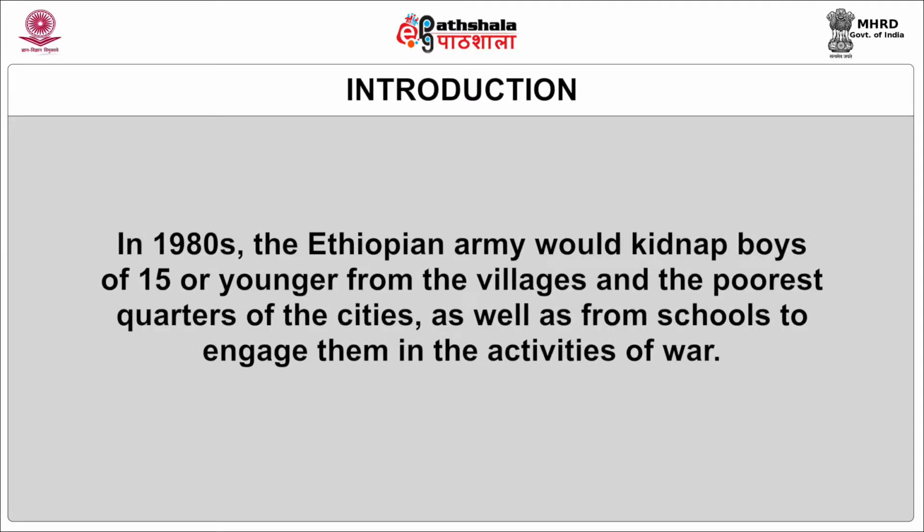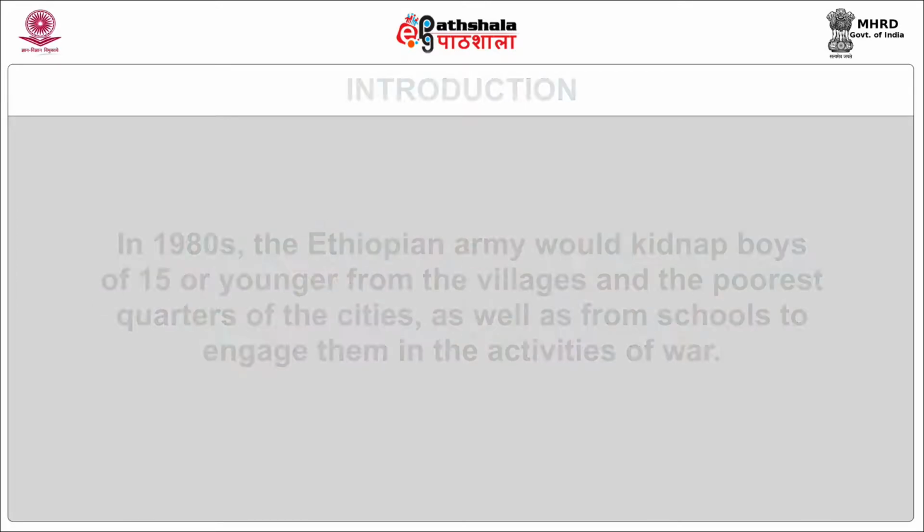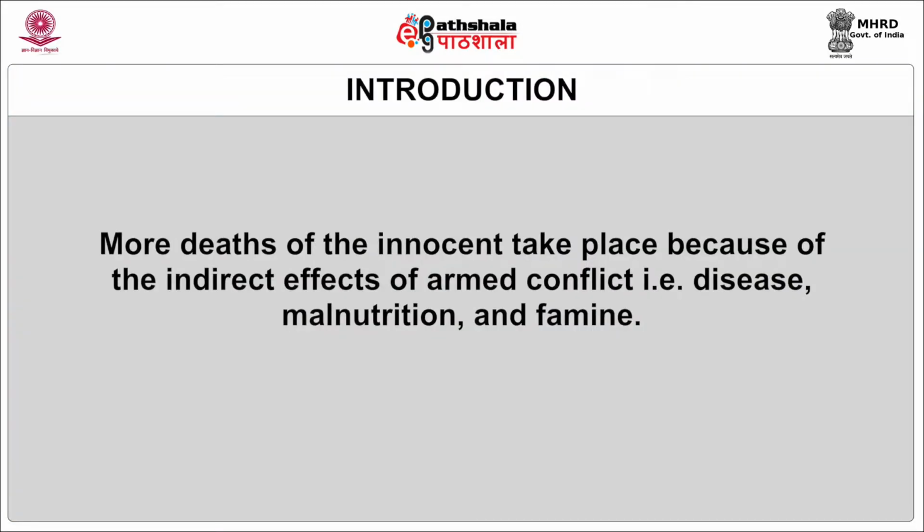In the 1980s, the Ethiopian army would kidnap boys of 15 or younger from the villages and the poorest quarters of the cities, as well as from schools, to engage them in the activities of war. The survivors of these atrocities are displaced and they end up taking refuge in camps. More deaths of the innocent take place because of the indirect effect of armed conflict, that is disease, malnutrition and famine.